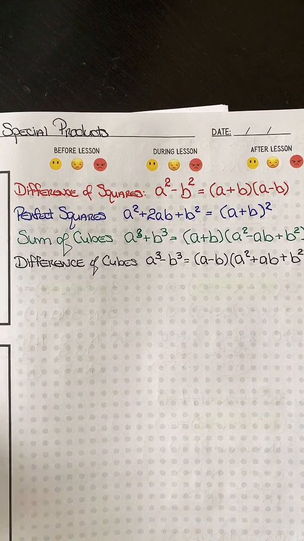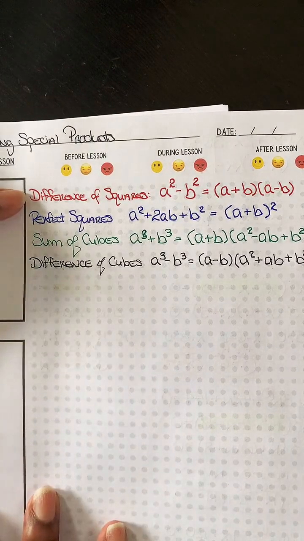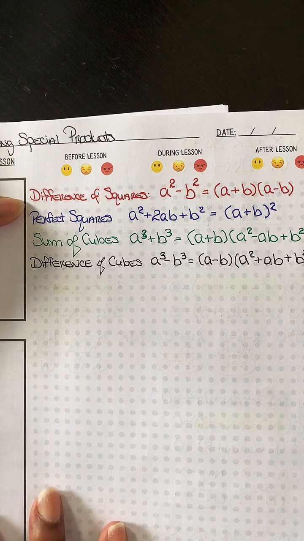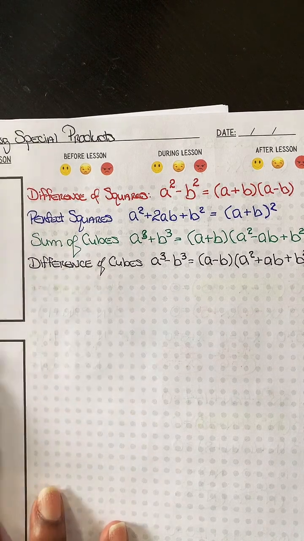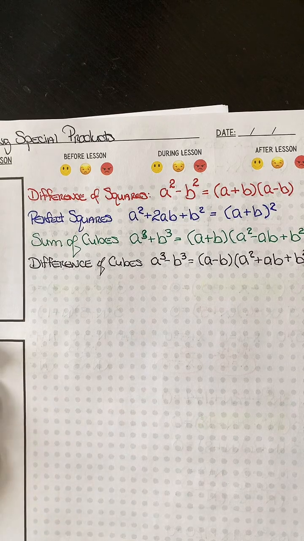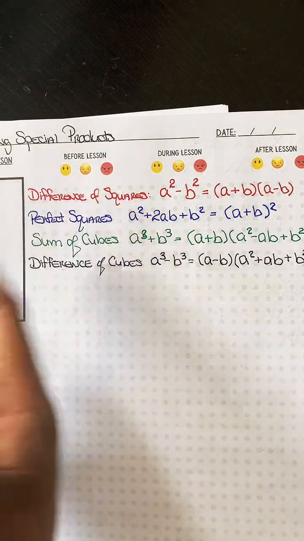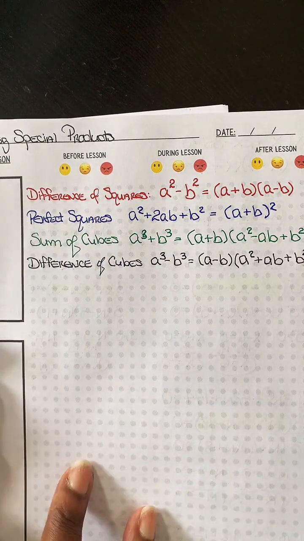Now, if you notice, when it came to the squares, we didn't have the sum of squares. The reason you don't see the sum of squares is because that's prime. You're not going to be able to break it down as simply. You'll be able to use the distributive property, but it's not giving you a special product when you are factoring it.